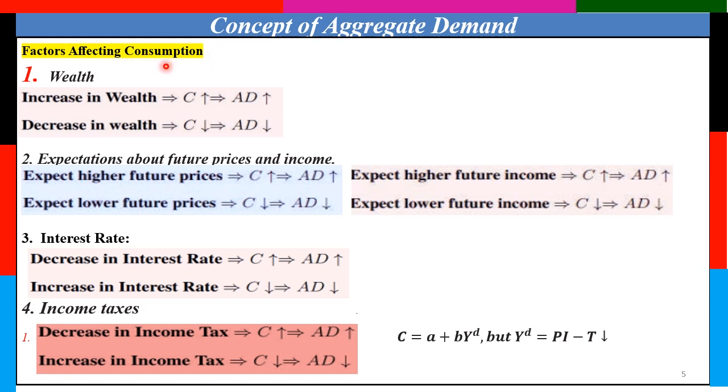Factors affecting the consumption. The first one is wealth. How wealth can affect the consumption. An increase in wealth means consumption is increasing.